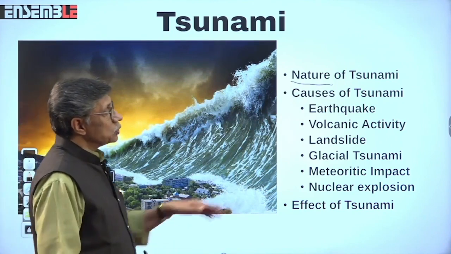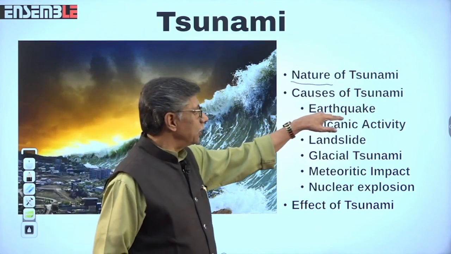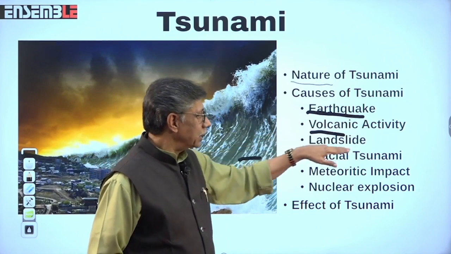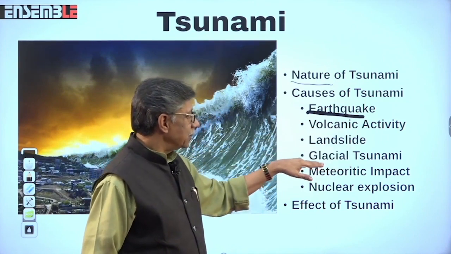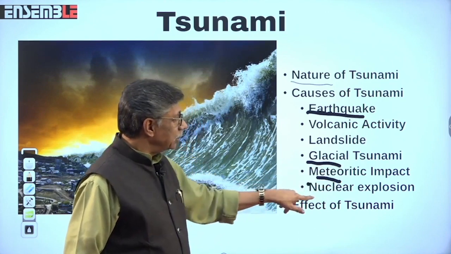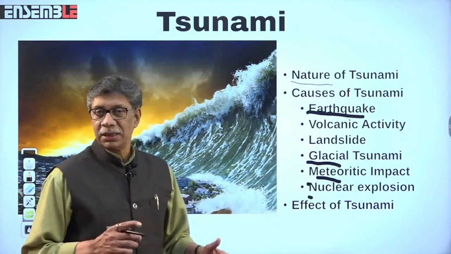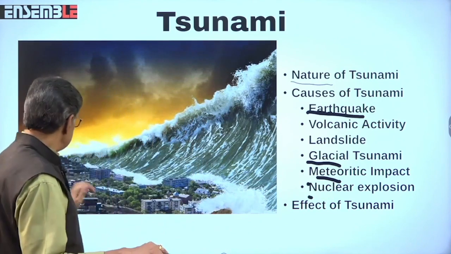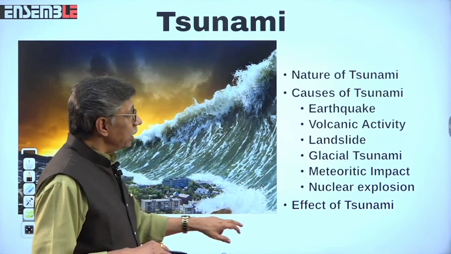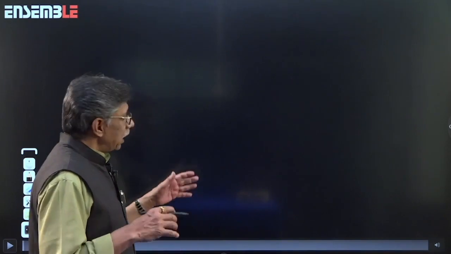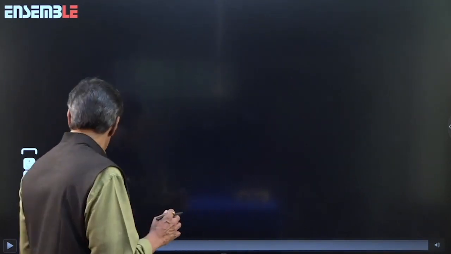how the tsunamis are going to be caused. One of them is of course going to be an earthquake. That is one part. Then volcanic activity, landslide, glacial tsunami, meteoritic impact, nuclear explosion, and ultimately, how the tsunami is going to affect a lot of things. When we talk about the effects, we are going to pick up a good number of aspects. Now, take a look at what the nature of the tsunamis is.